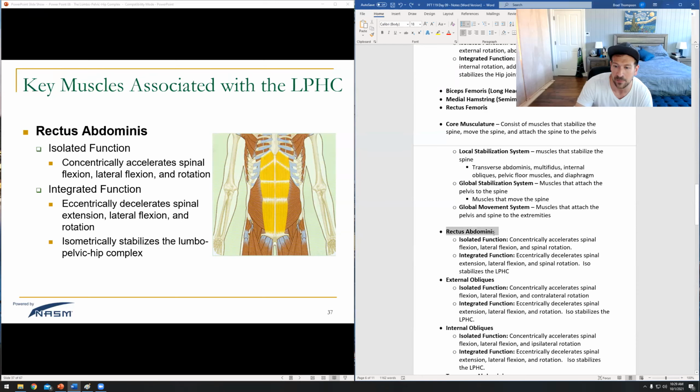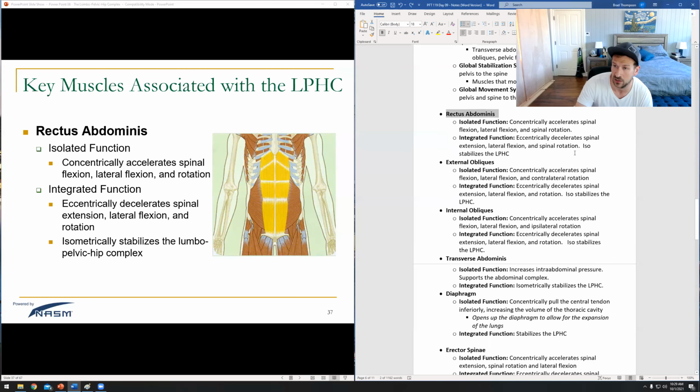So your rectus abdominis is part of that global stabilization system. It does create some spinal stability, but it's mostly there to move the spine around. It attaches from the bottom of the sternum here down to the pelvis. Therefore, when it pulls, it flexes your spine. So it concentrically accelerates spinal flexion. It does a little bit of side-to-side movement and a little bit of rotational movement, although really not much. And it is there to create some stability in the spine. Although, again, like I said, the transverse abdominis is the king of the show when it comes to creating stability.